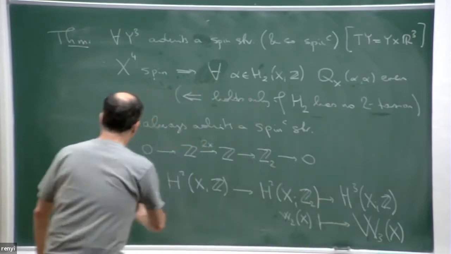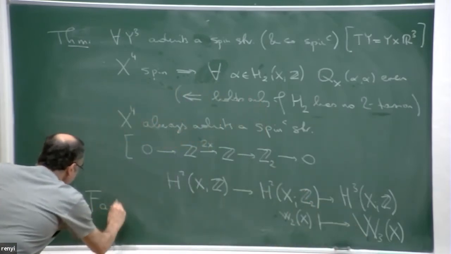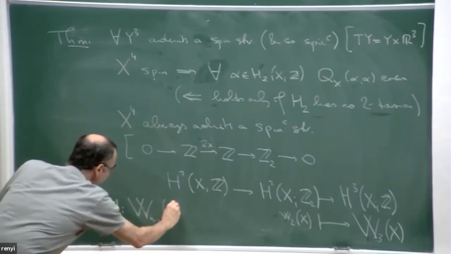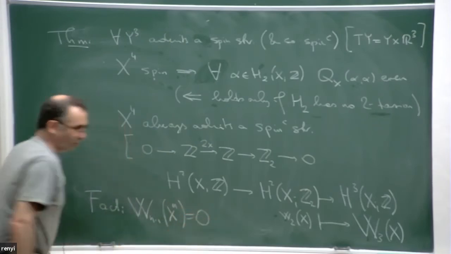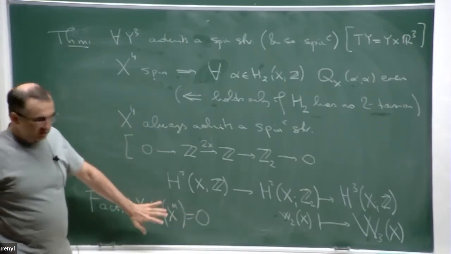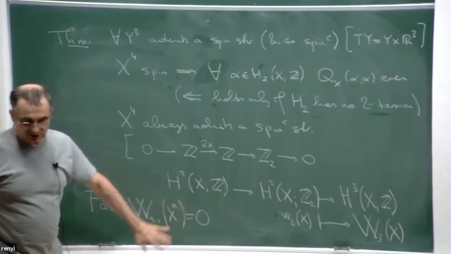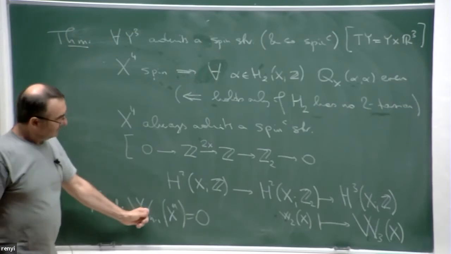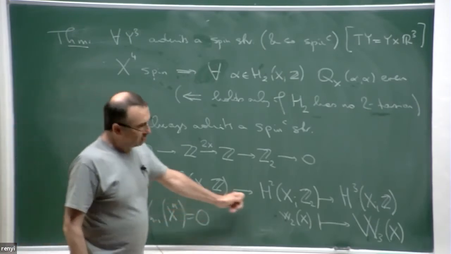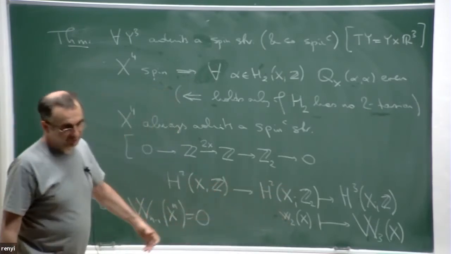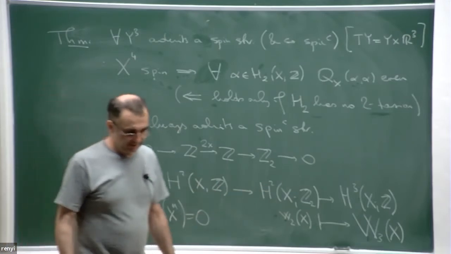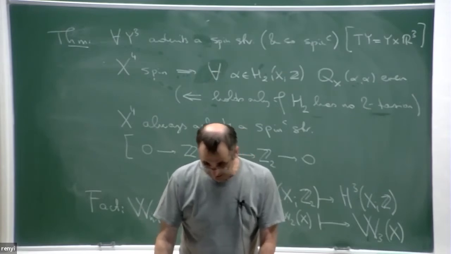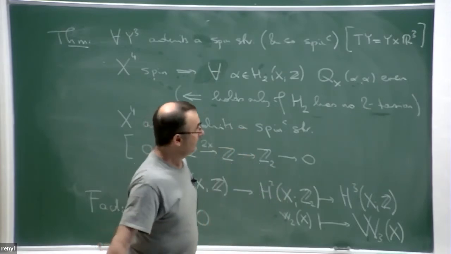And here's a fact that W_{n-1} of X^n is always 0. So we are sort of in a lucky situation. This holds in every dimension, and this is a theorem of Stiefel, I don't know, from the 60s. And so it just says that for four manifolds, it passes through, and for other manifolds, we don't. Okay, so we do have spin C structures for four manifolds.